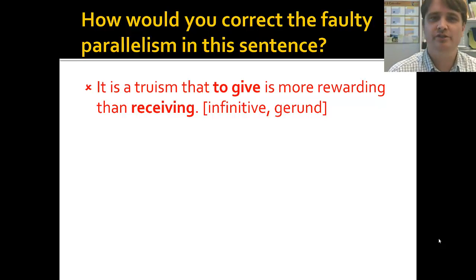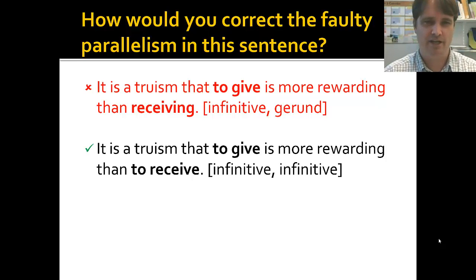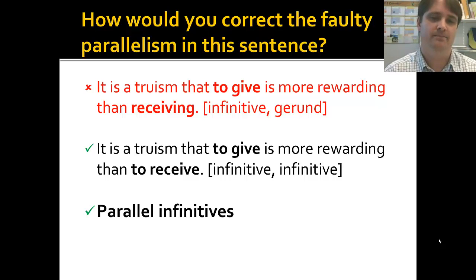Here's another one. It is a truism that to give is more rewarding than receiving. So there we have an infinitive and then a gerund, and this is a bit complicated. Easy way to correct that: It is a truism that to give is more rewarding than to receive. So we can see that those two items there are parallel.